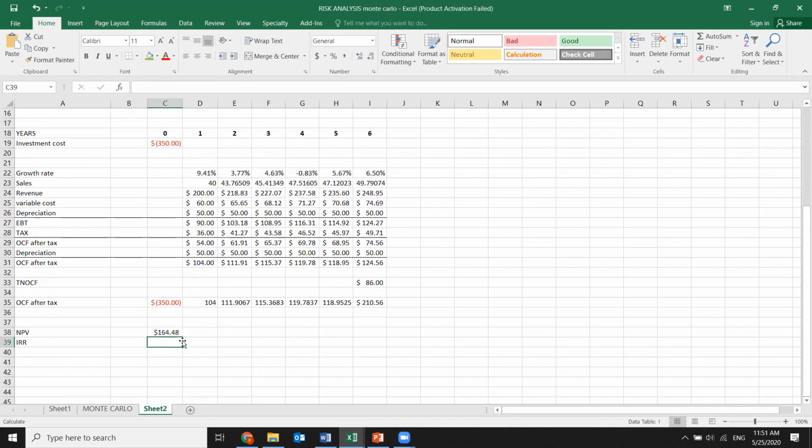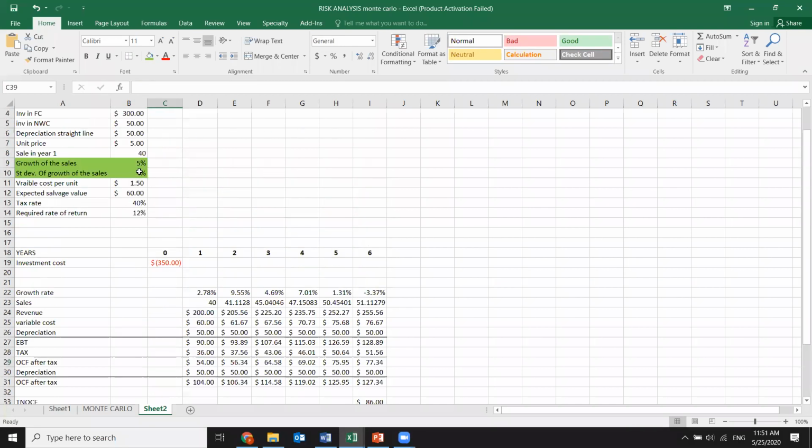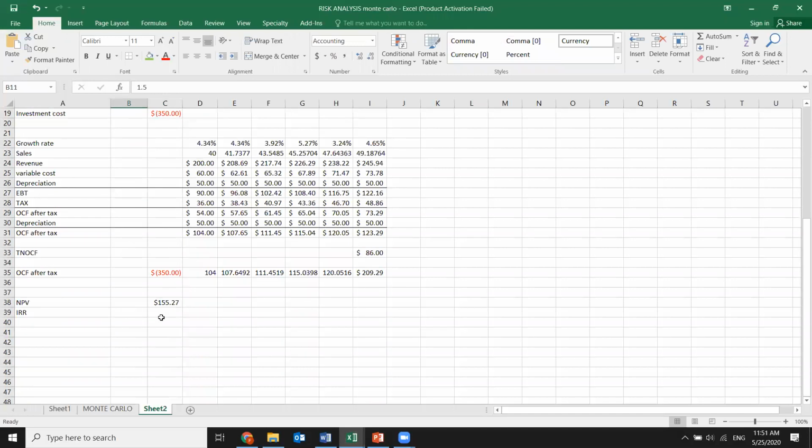Sometimes it might go negative. It might go negative if you just press like this, okay? So let's return it to 1. So the lower the standard deviation, the better the position of the company itself. So the company is always there willing to have the lower standard deviation.